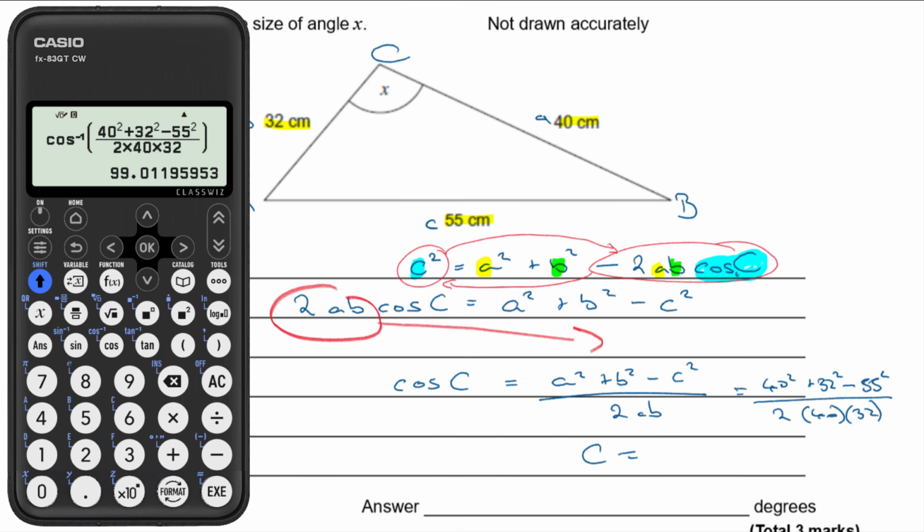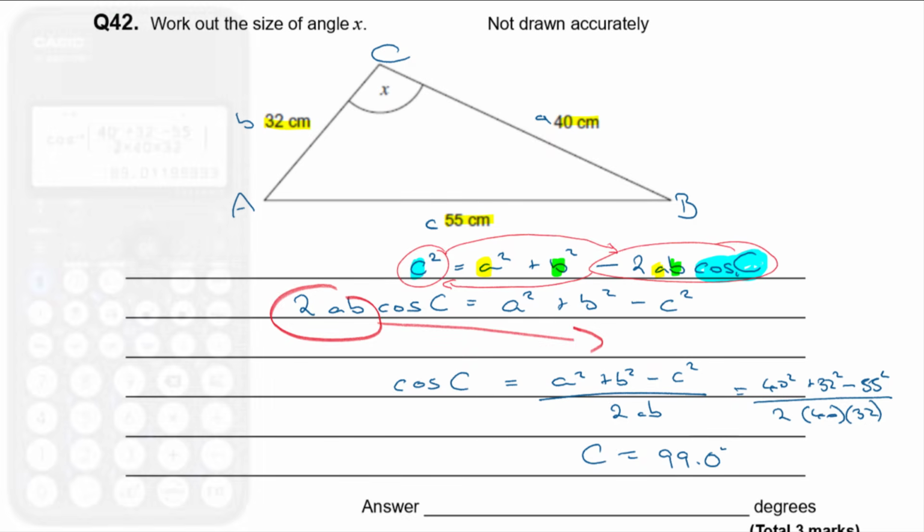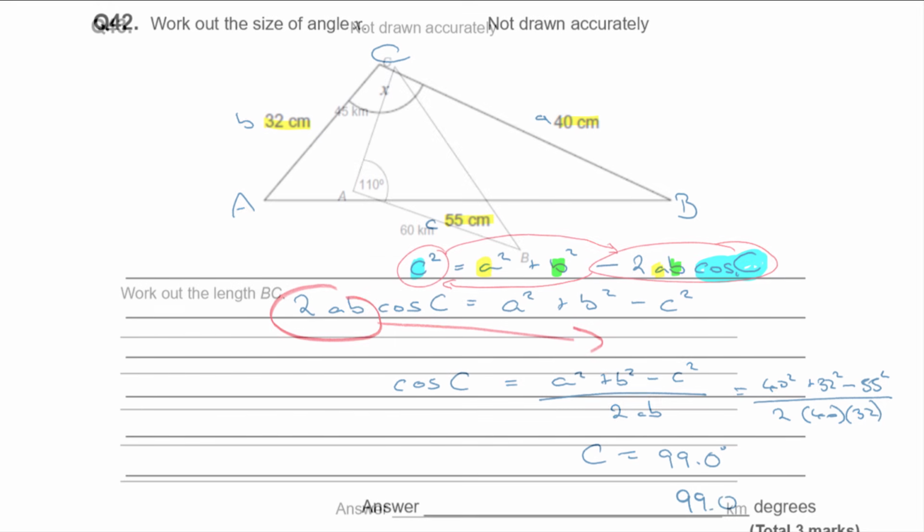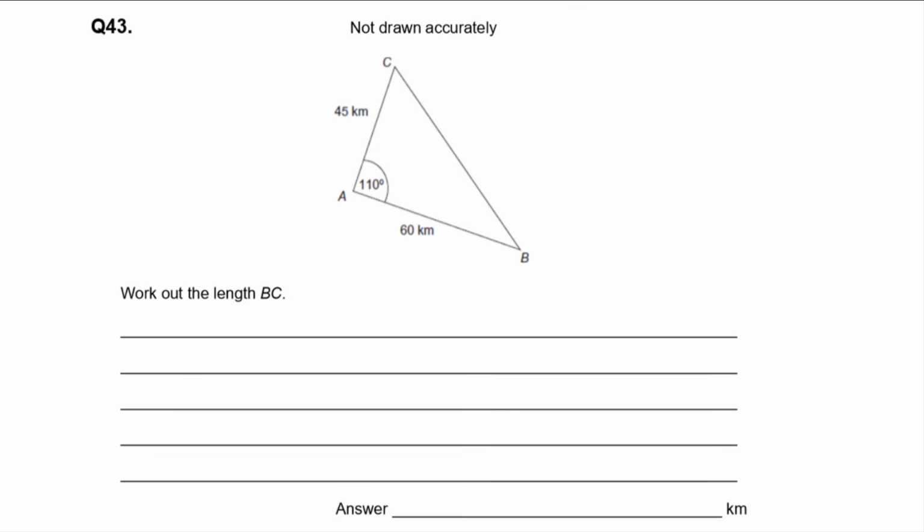99.0. Does that look about right? Well, in terms of the diagram it does. That looks like it's just a little bit more than a right angle, doesn't it? So 99.0 looks good in that shape. So yeah, I'm happy with that. 99.0.